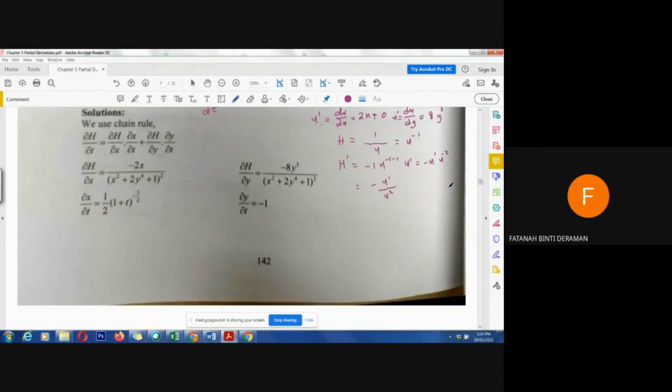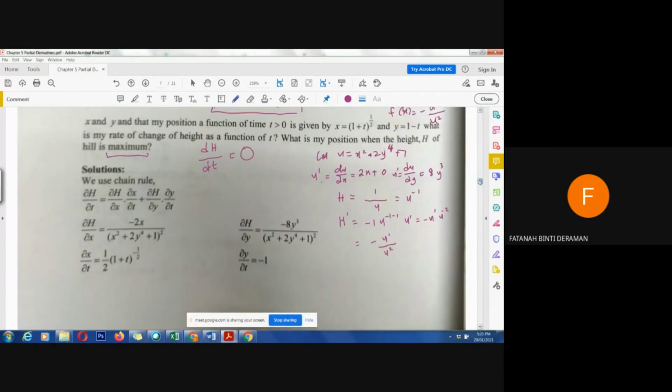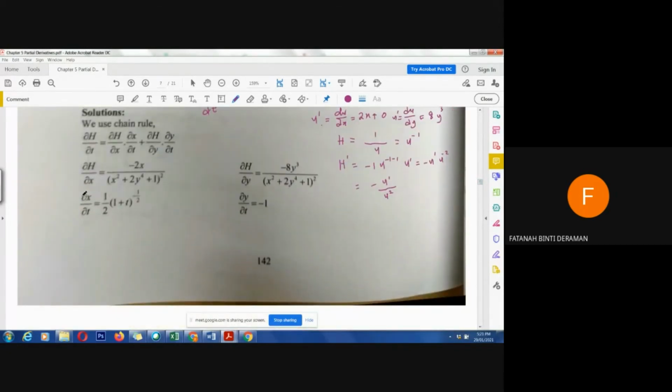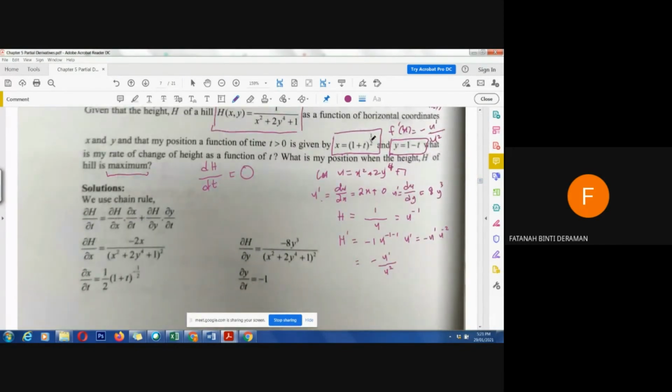And then we have dx/dt. Now we have another function in the equation: x equals (1 plus t) to the power of 1/2, and y equals 1 minus t. When we differentiate x with respect to t, we have 1/2 minus 1, which gives negative 1/2, and then u prime. Let u equal 1 plus t, so u prime equals 1.